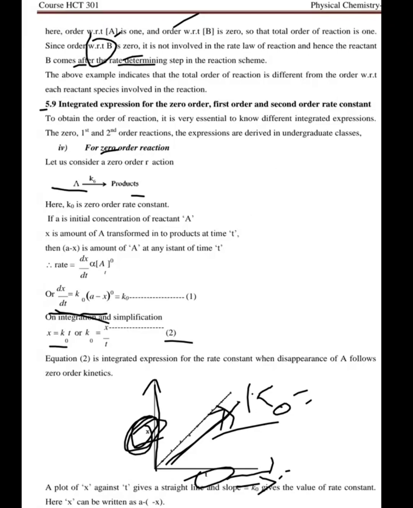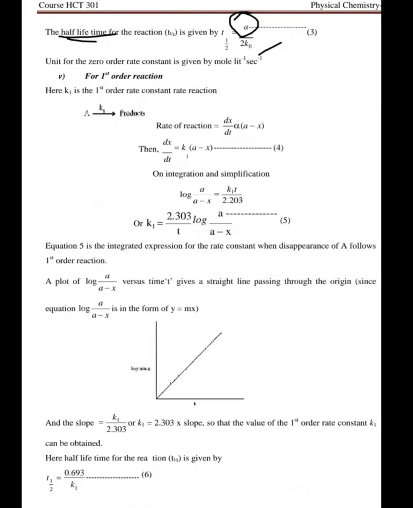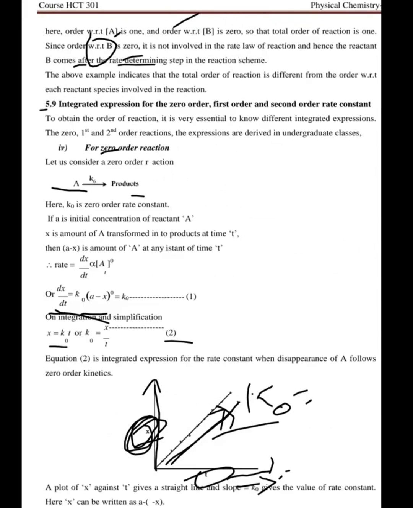Yes, the A is the reactant, where small a denotes what we have taken here. The small a denotes the initial concentration of the A. So 2K naught, how did you get 2K naught here? This K naught is the rate constant of that reaction.